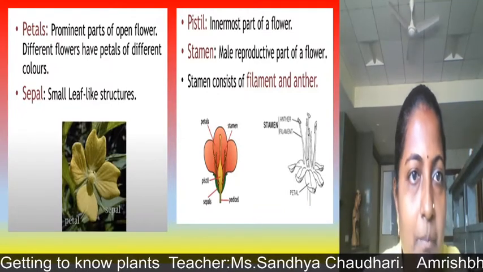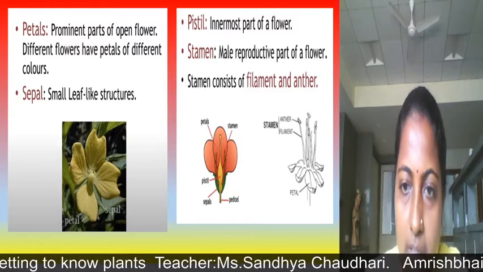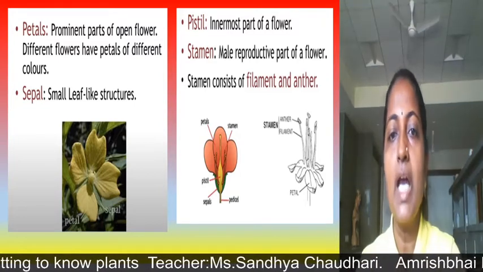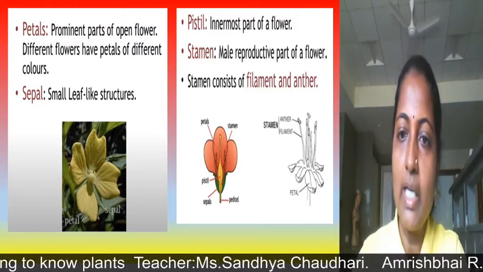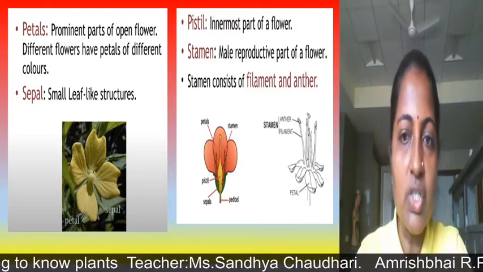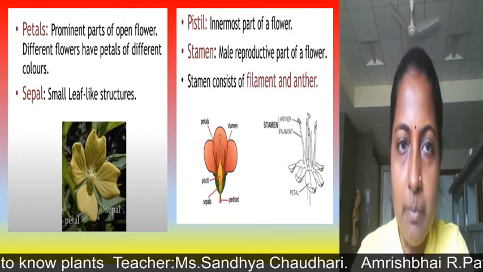Petals, prominent parts of an open flower. Different flowers have petals of different colors, and they mostly have attractive colors for attraction of insects, so that with the help of insects pollination may occur. Sepals, small leaf-like structures, are called sepals.